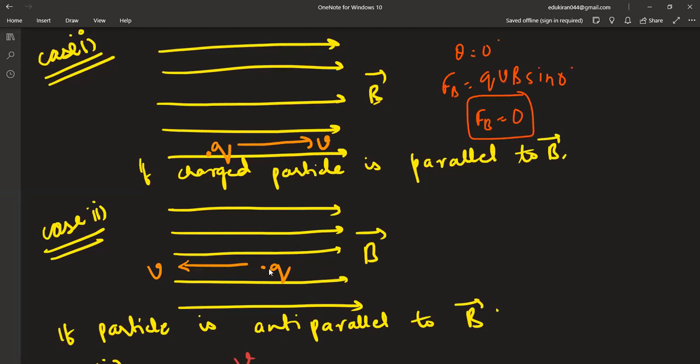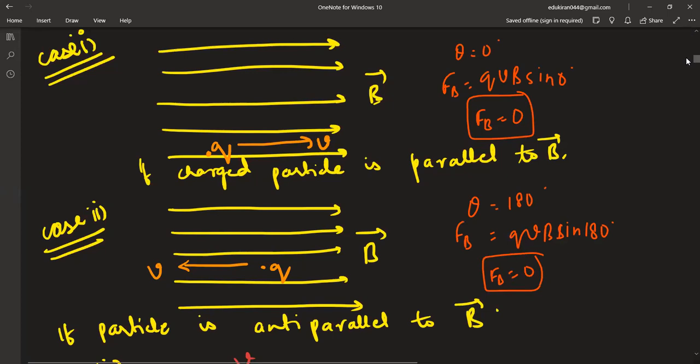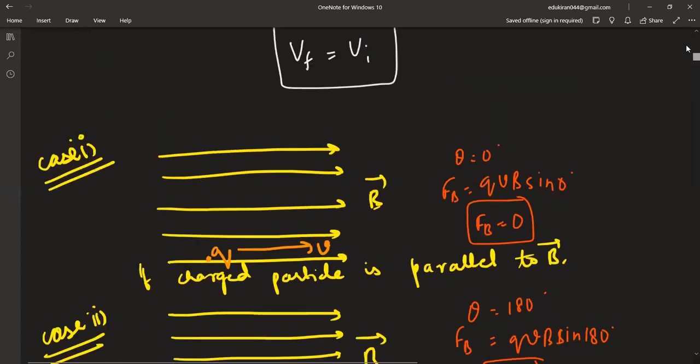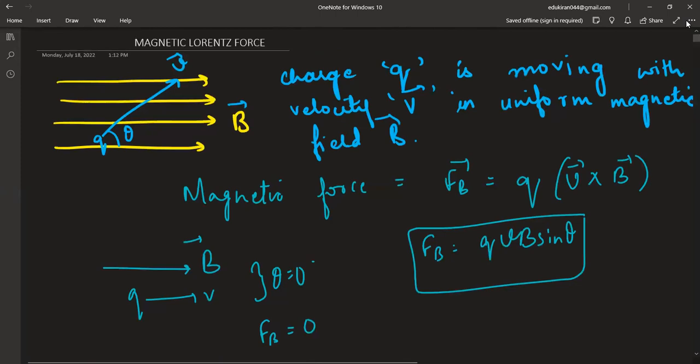If it is anti-parallel, the charge is moving in the opposite direction to that of the field, so theta will be 180 degree. So the magnetic force will be QVB sine 180 degree, which is 0. So if the charged particle is parallel or anti-parallel to the magnetic field, in both cases you will get the force as 0. But I told you there are 4 cases which we have to discuss. 3rd and 4th I'll discuss later. First, you write it down from here.